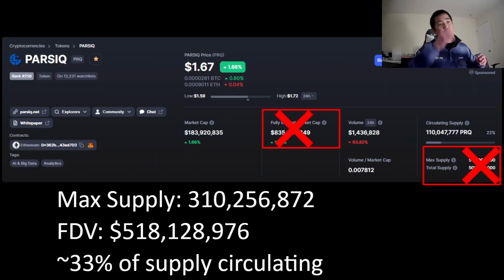All right, so now you might be wondering, is this cheap? Is this expensive? How am I supposed to know, right? And that's a good question. The way I usually try to value tokens is to look at comps, right? Like what are other data indexers being valued at?